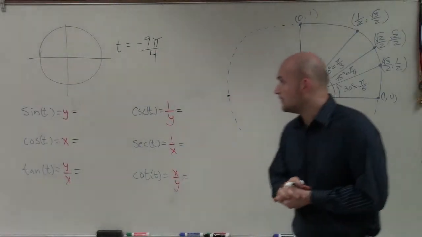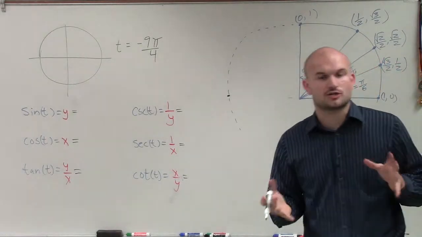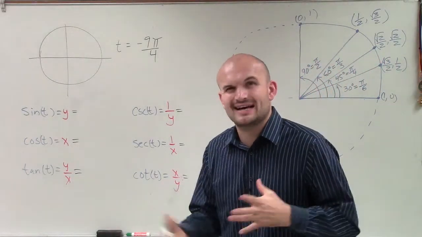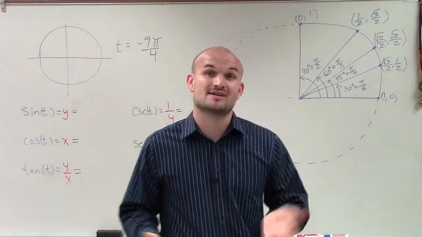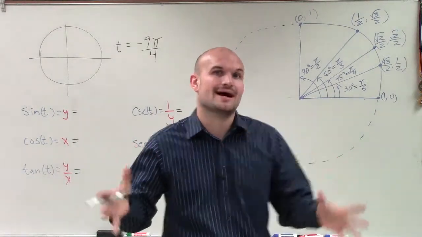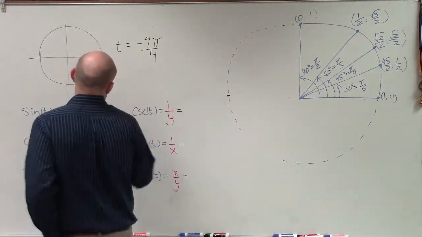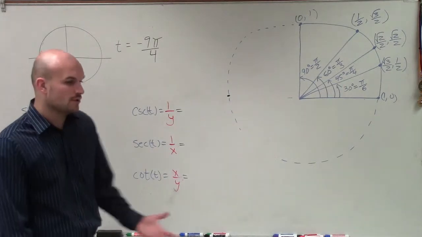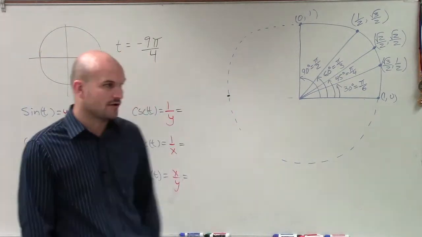Welcome. All right, so there's a couple ways we could work on this problem, and I'll go through both of them, so when you're working on different problems on your own, you have an idea of how to tackle them. In this case, I have t equals negative 9 pi over 4, and what we want to do is evaluate the 6 trigonometric functions.